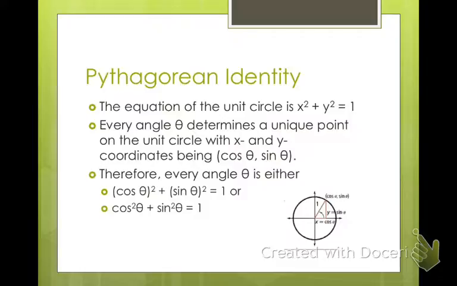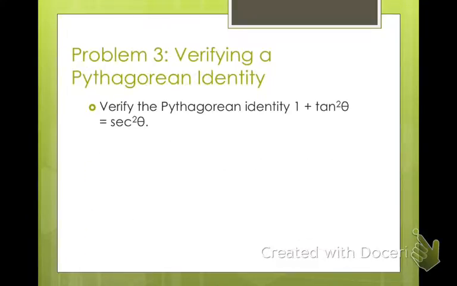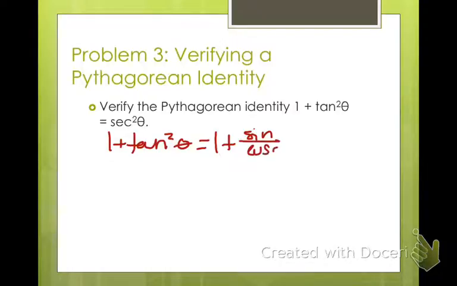So we're going to use that to verify a Pythagorean identity. Let's verify that 1 plus tangent squared theta equals secant squared theta. Okay, so I'm going to go ahead and rewrite secant squared as... All right, our tangent identity states that secant squared theta is 1 plus sine over cosine theta squared.